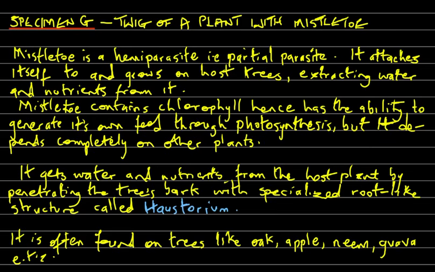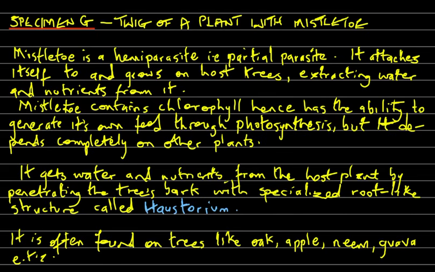So we move to the next specimen now, which is a twig of a plant with mistletoe. A twig of a plant with mistletoe. That is our specimen G. So what is a mistletoe? Mistletoe is a hemiparasite. That is, it is a partial parasite. Why do we refer to it as a parasite or a partial parasite?